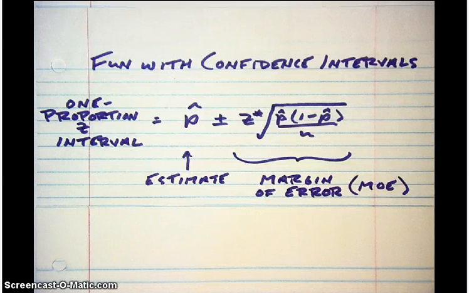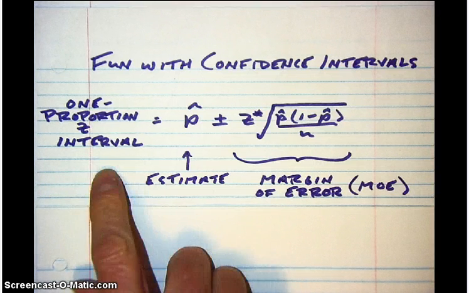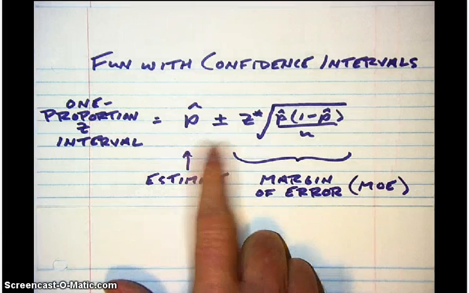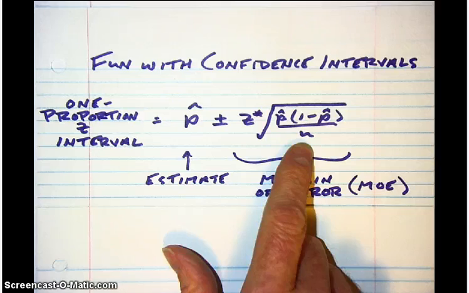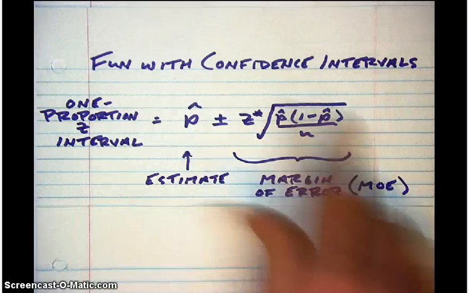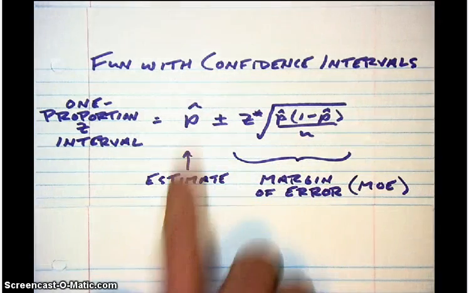Next, I'd like to show you some interesting things that you can do with the one proportion z-interval formula. You might remember that formula for the one proportion z-interval is p hat plus or minus z star times the square root of p hat times 1 minus p hat over n. And this formula has different parts. P hat is the estimate.